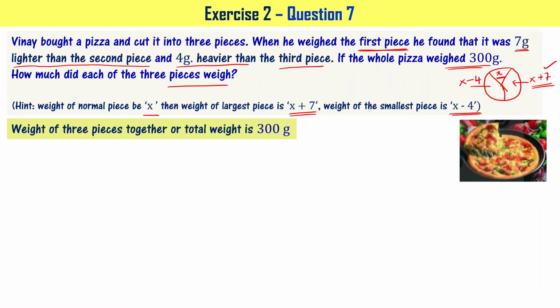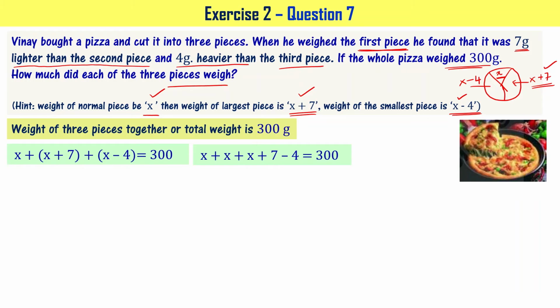let's solve the problem. The weight of the 3 pieces together, or the total weight of the pizza, is 300 grams. That is given, right? And we said that the first piece is x grams, the second piece is x plus 7 grams, and the third piece is x minus 4 grams. So let's add these 3 weights and equate that to 300. So x plus x plus 7 plus x minus 4 equal to 300. You rearrange it such that I can write all the x's together once, and then 7 minus 4 equal to 300. So this can be written as 3x plus 3 equal to 300, right?